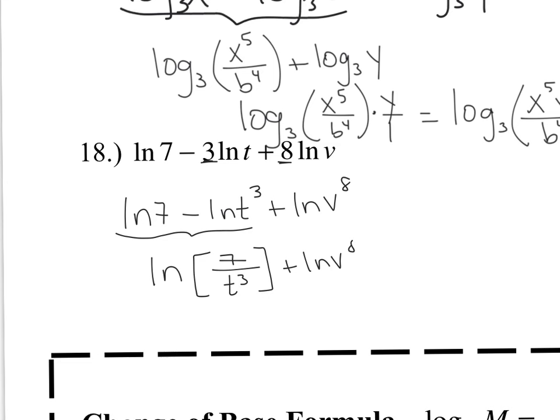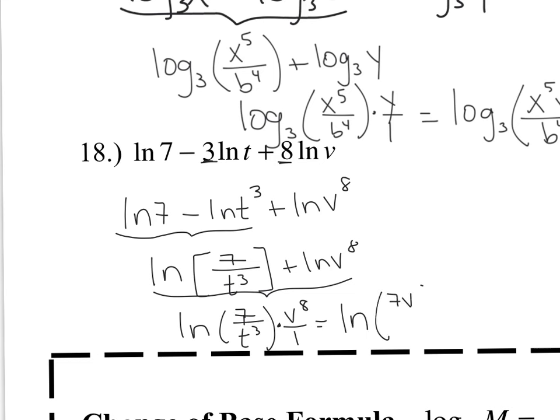And then the last step I'm going to do is combine my two logs now back into one, and it is addition, so that's my product property. So that's the natural log of 7t cubed times v to the eighth. And just like in the problem above, this is v to the 8 over 1. So when we combine that fraction and multiply them together, you'll get the natural log of 7v to the 8th divided by t to the third.